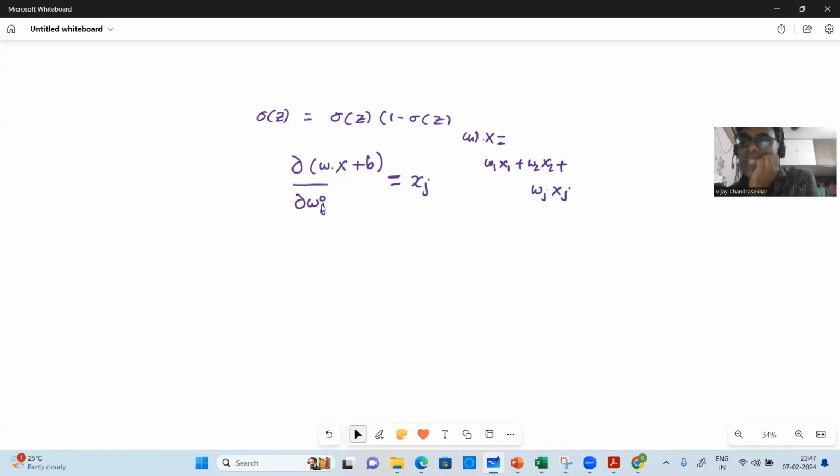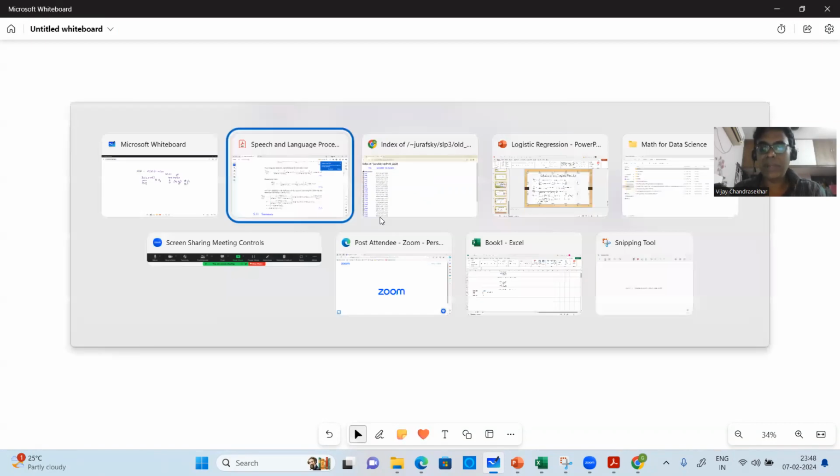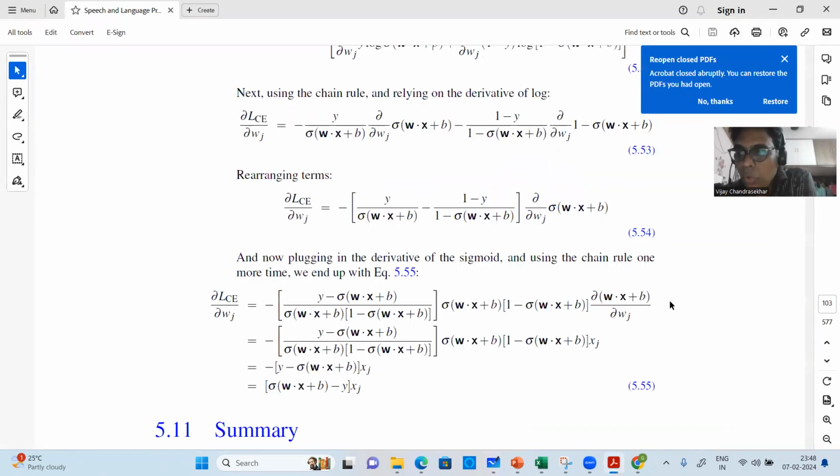Why? Because this is with respect to wj. So what is the partial derivative of this? 0. This again 0. So the only thing that matters is this, correct? When I'm calculating a derivative of this with respect to wj, I would get xj. This is like saying if I have to calculate the derivative of 5x with respect to x, then it is 5. It's something like that. So that's xj.